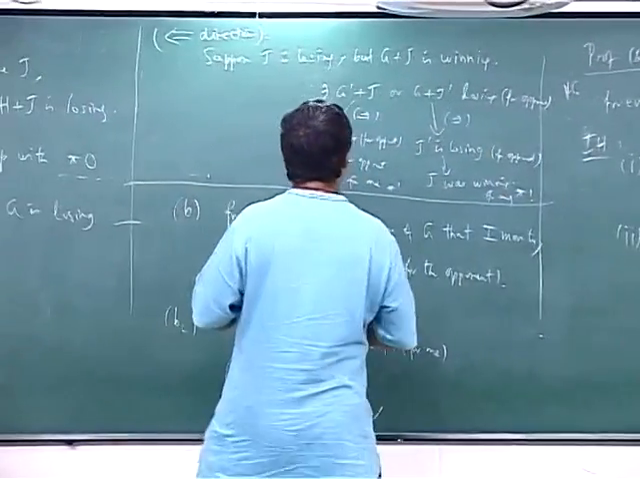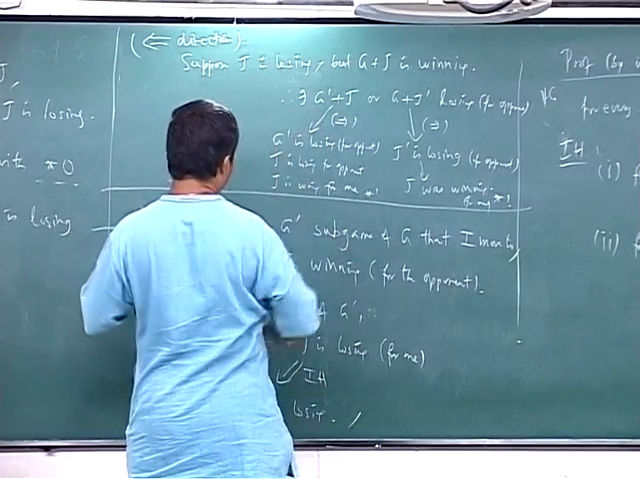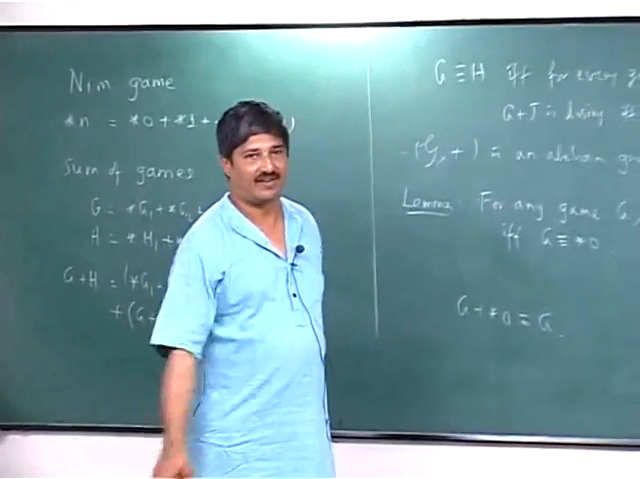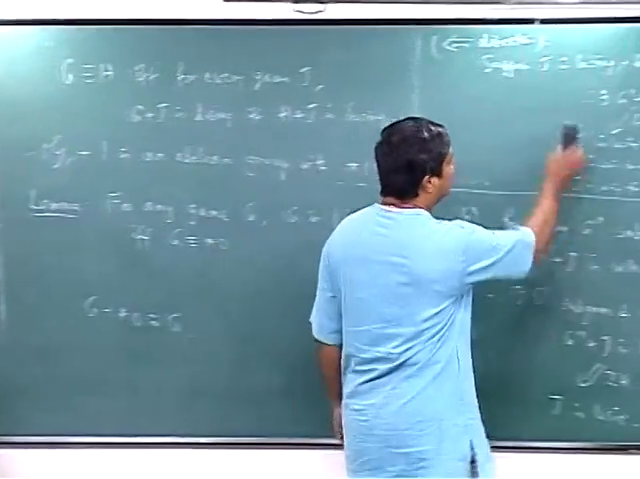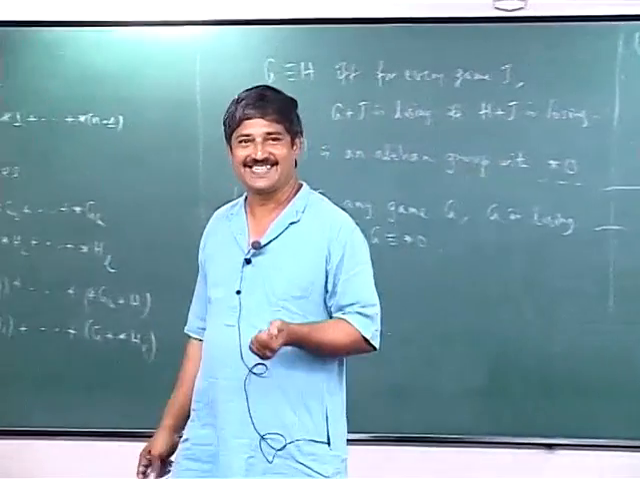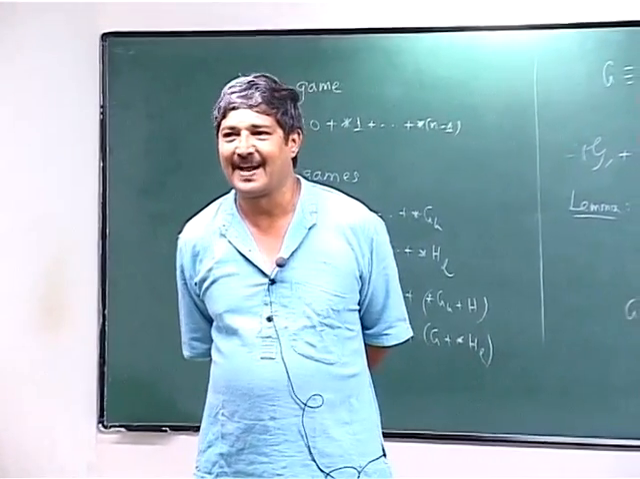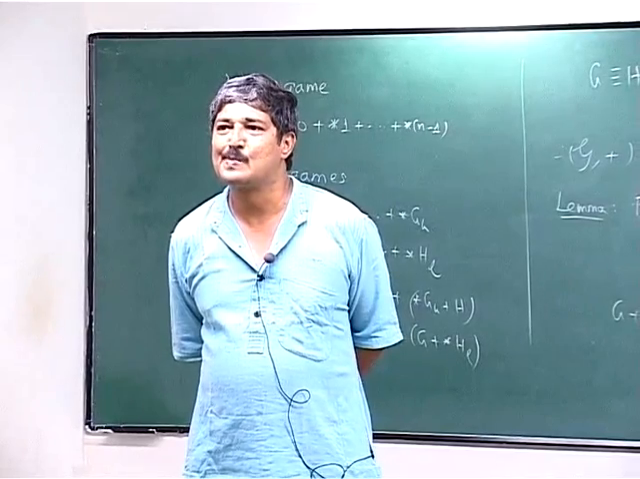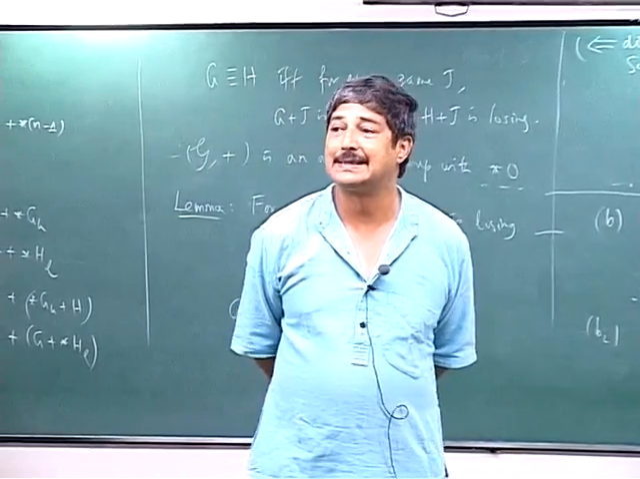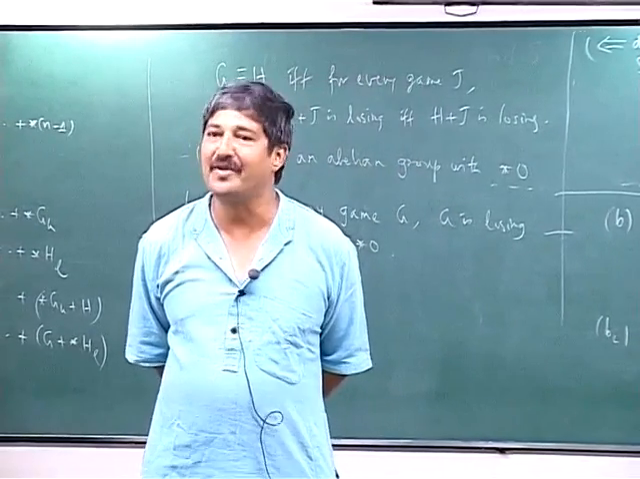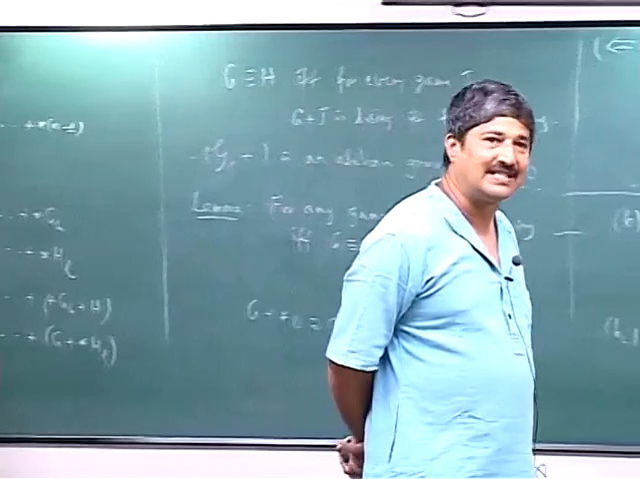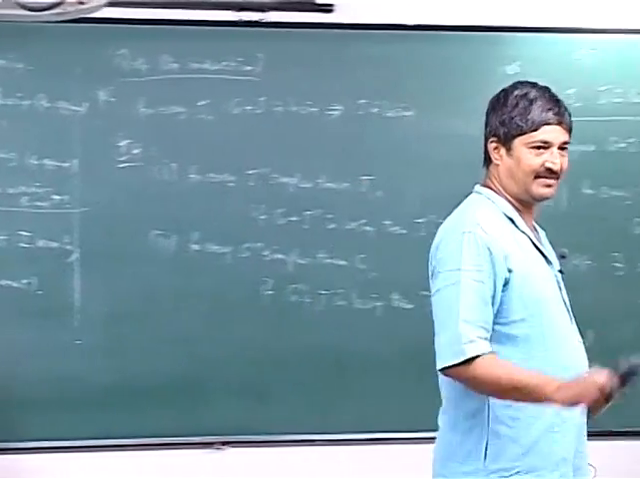Actually, I don't need to take this case at all. If we have already been given that J is losing, we only have to consider the subgames of J prime. That's all. In fact, I don't even need to do this. So let's see that you don't need to do this at all. Let's start from here. Suppose G plus J is winning, right? How could you be winning? Suppose we move to G, what happens? You go to a subgame G prime plus J, right? Now this G prime plus J is losing for the opponent, right?